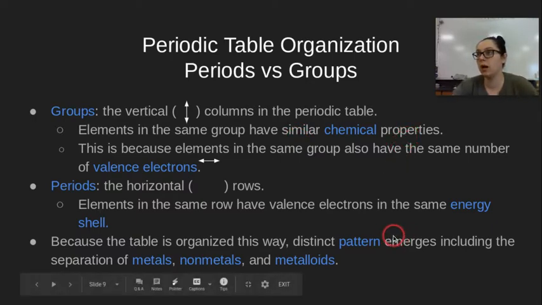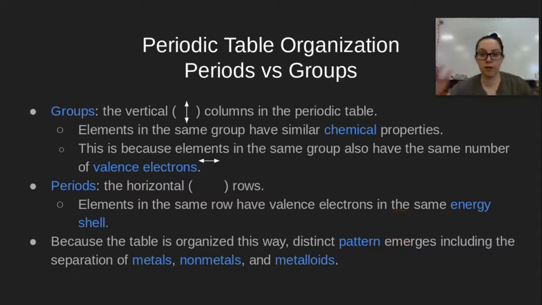They explode in water or they don't explode in water. All of them in that column will have those similar properties. And this is because the elements in the same group also have the same number of valence electrons.